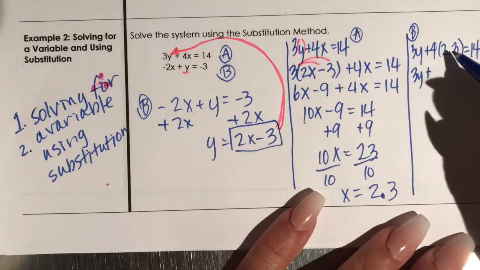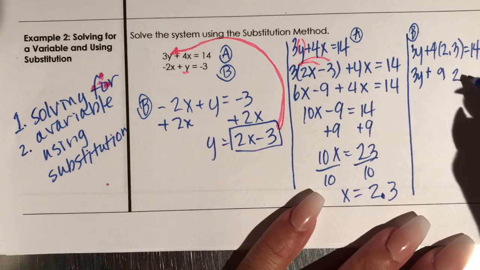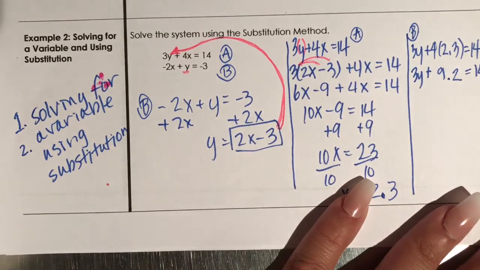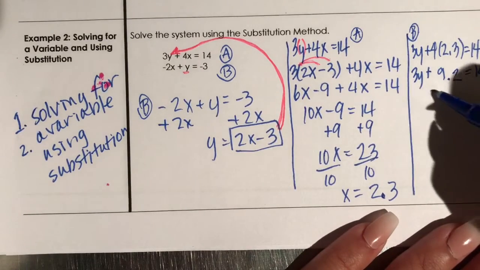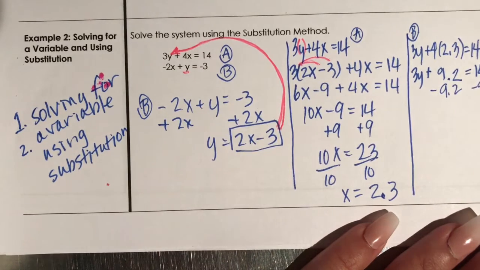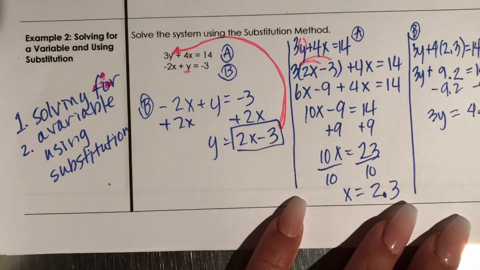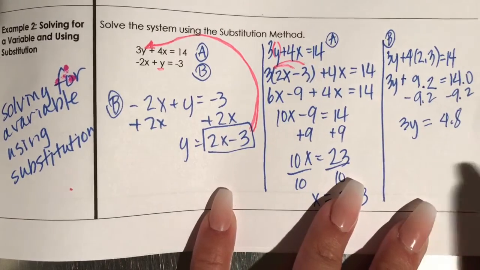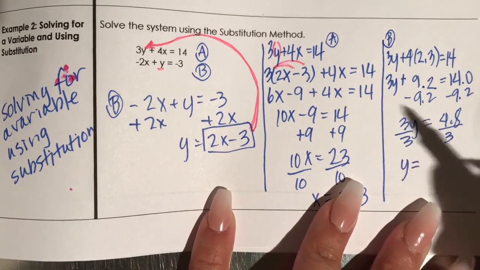Get 9.2, and then going to bring the decimal point over 1, equals 14. You can make that a 0 if you like. It's the same thing. We're going to subtract 9.2 from both sides. 3y equals 14.0 minus 9.2. Going to give me 4.8. Can you see that? Moving it over so you can see. Divide both sides by 3. Y equals 4.8 divided by 3.